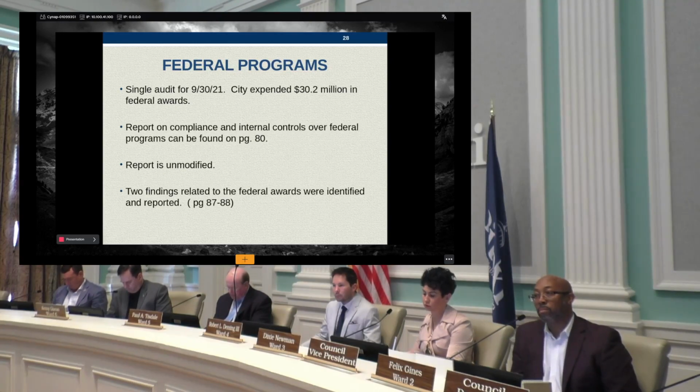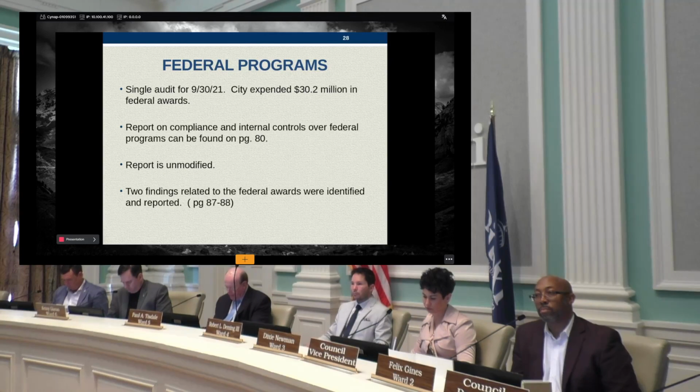And that was that we noted, and it's talked about in more detail in the letter too, we noted that all accounts weren't reconciled and adjusted at the end of the year. So we're reporting that as a financial statement finding. And then the federal award finding is that your single audit was not timely filed with the federal government.